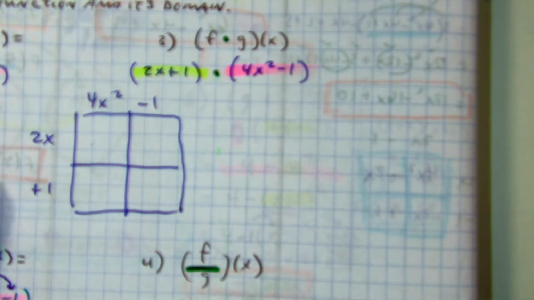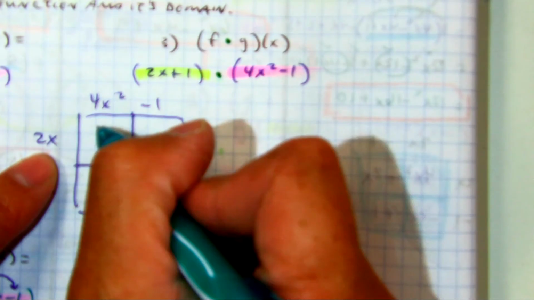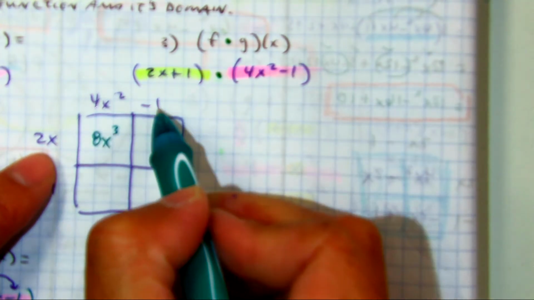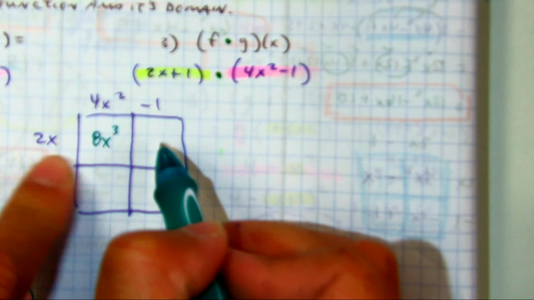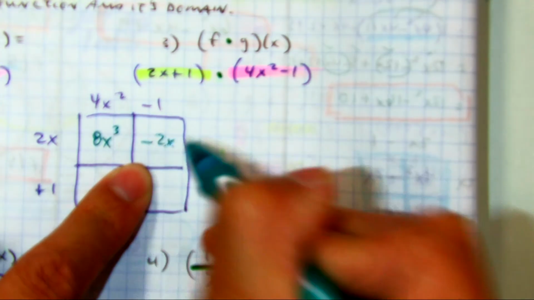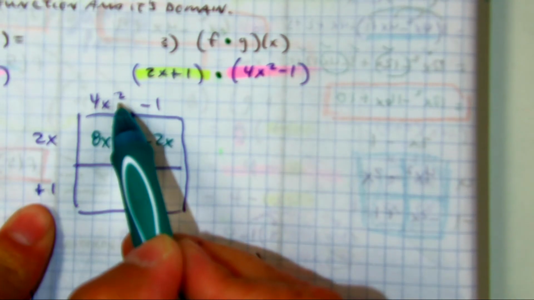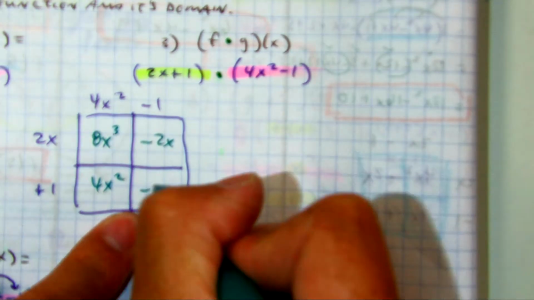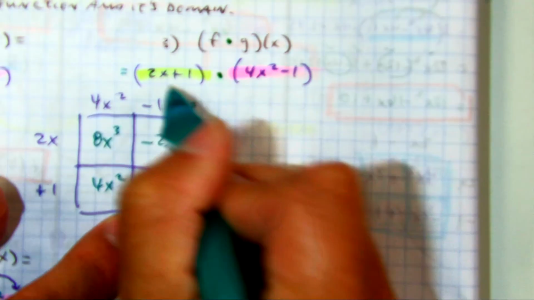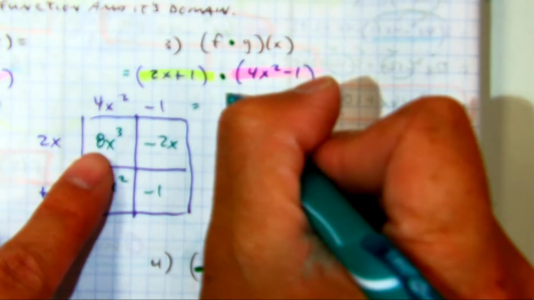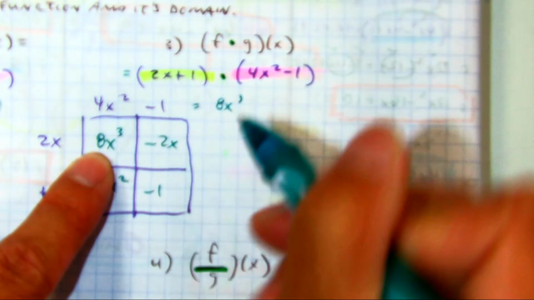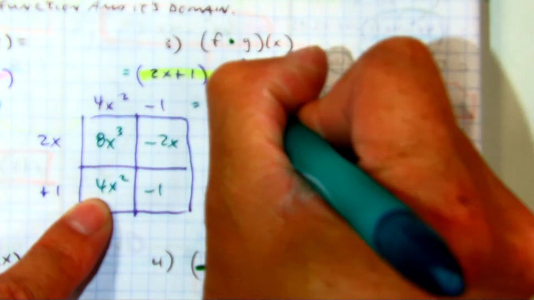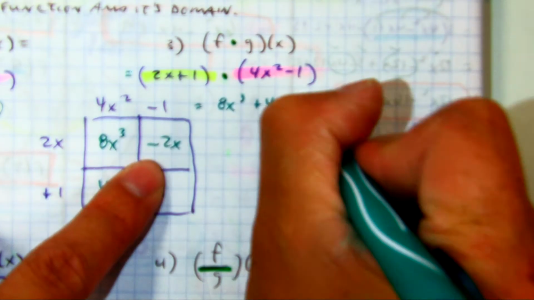Boys, 2x times 4x squared. Cubed. Boys. Girls. 4x. And girls. So after you multiply these, you will get 8x cubed. These are not like terms, right? So 4x squared minus 2x minus 1.